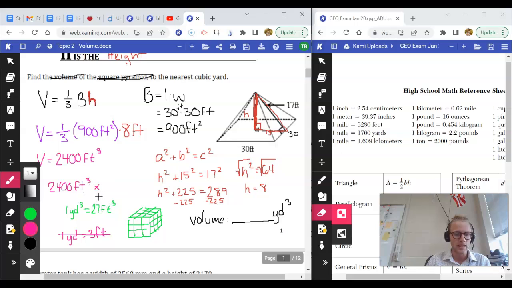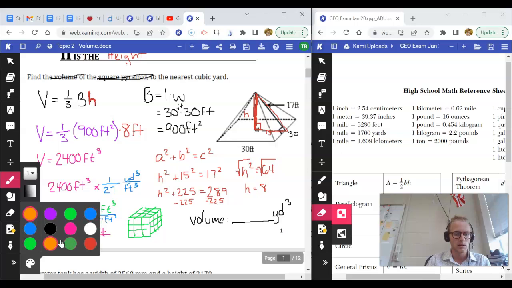And we're going to multiply that by something that will allow us to divide out our feet. So if you think back to the last video, if we divide this by 27 feet cubed, okay, now feet are in the denominator, and I can bring this fraction up here. So 1 over 27 yards cubed over cubic feet. Okay. Man, lots of colors.